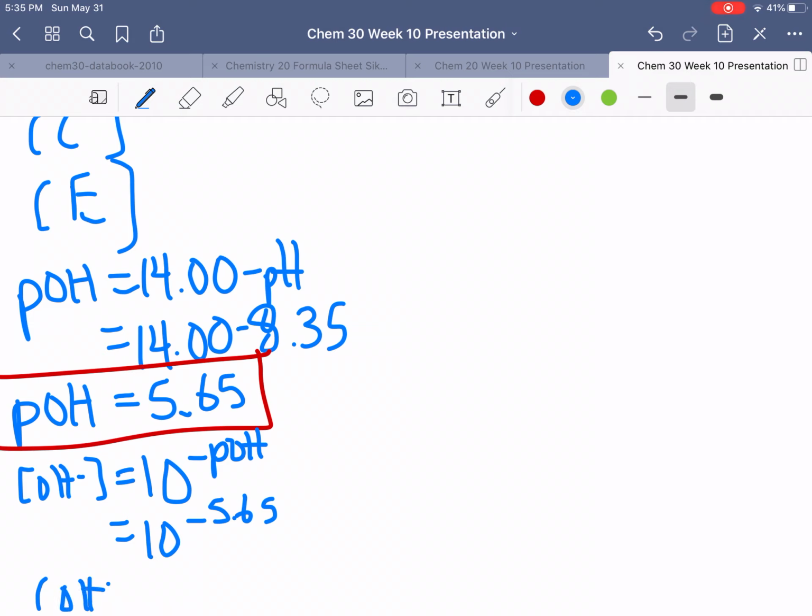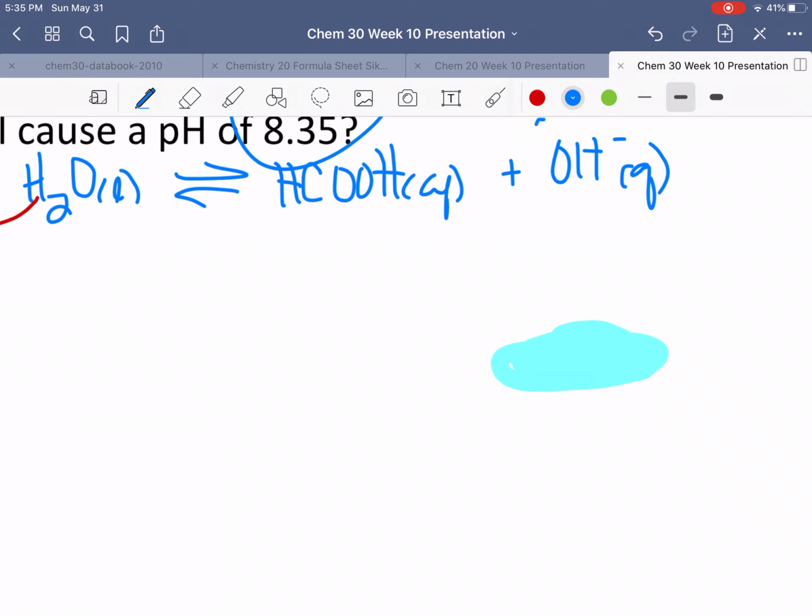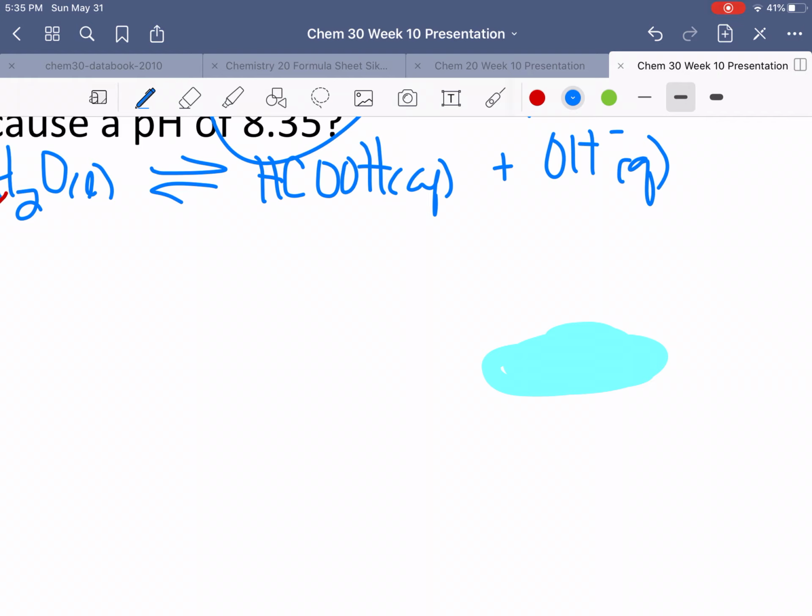Thus, hydroxide concentration is 2.2387, don't round, times 10 to the negative 6 moles per liter. Okay, this is a huge thing that was just found. By knowing this number, what you have just managed is to get not only the concentration at equilibrium of hydroxide.